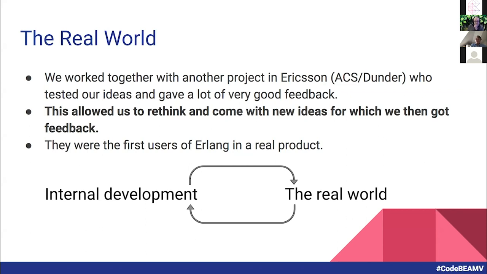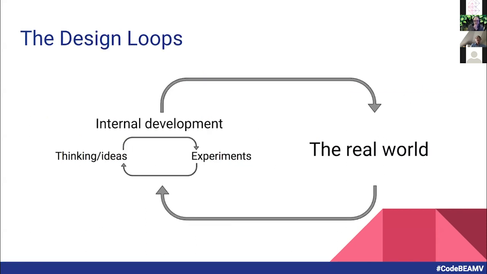So these diagrams are pretty simple, but where we ended up was something looking like this. We had our internal development. This was in the lab where we were thinking and doing experiments. We were then passing them over and discussing these with the real world, i.e. the ACS Thunder group here, who would then look at these ideas and see how they could use them, if they were suitable or not, and then come back with feedback for us. And we'd be going through this double loop all the time.